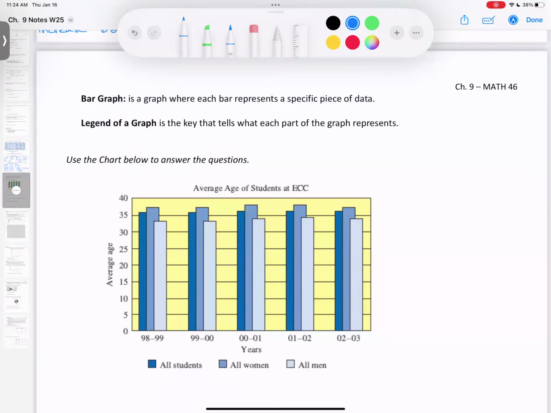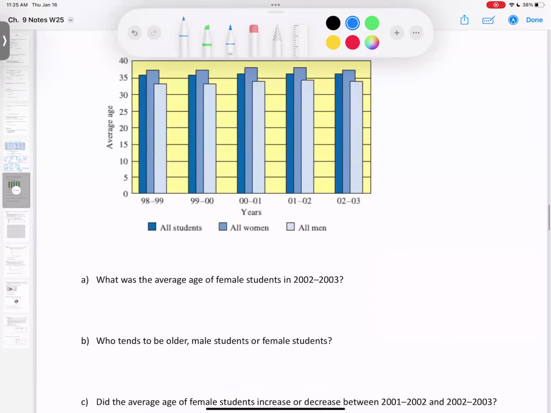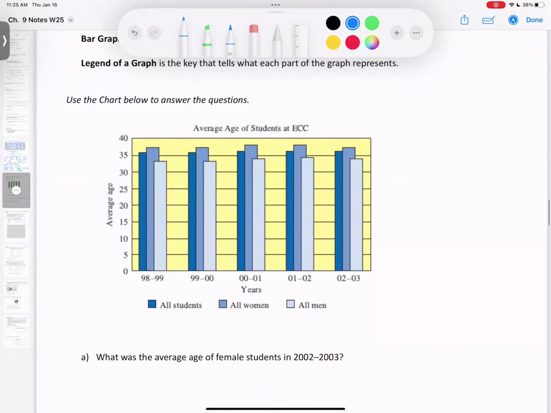So in this first case here, we have the average age of students at some, probably, college. And so average age is our y-axis, or vertical axis there. And horizontally, we have the average age at different years. So our first question is, what was the average age of female students in year 2002 to 2003?